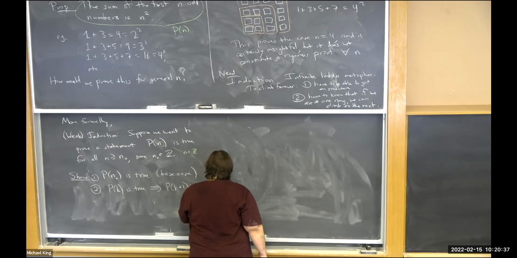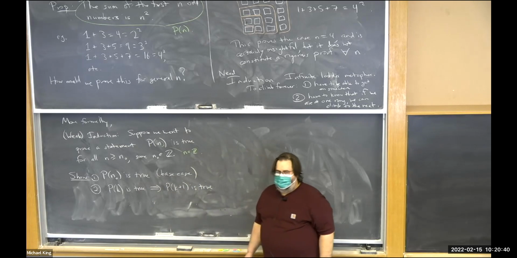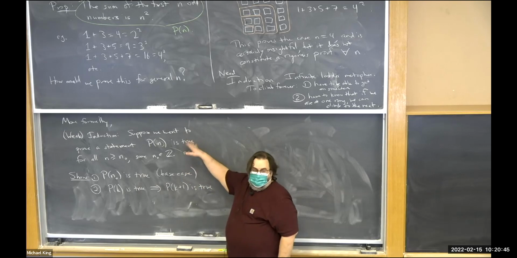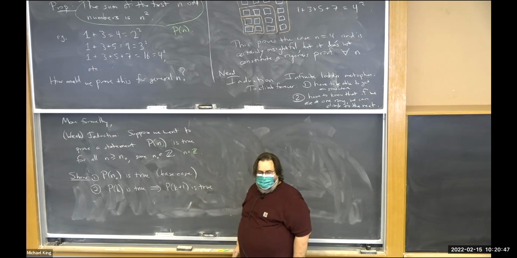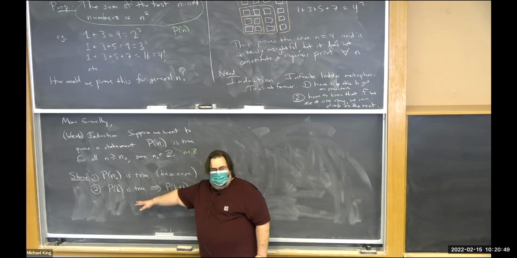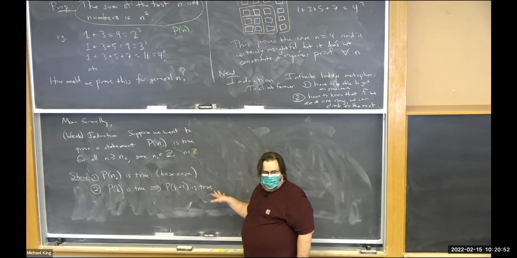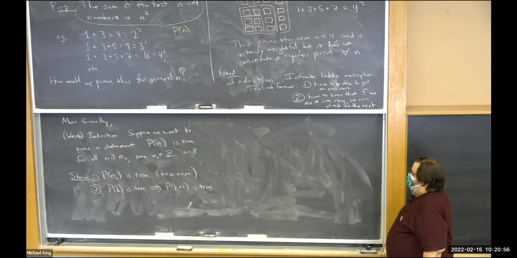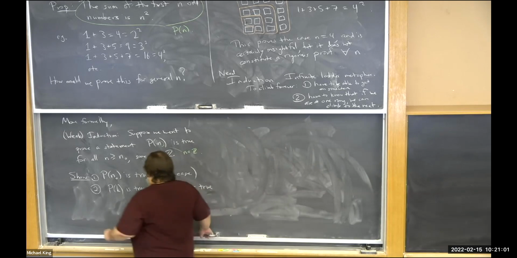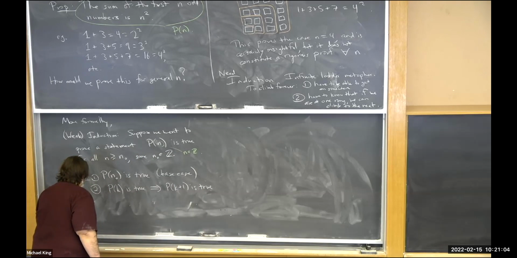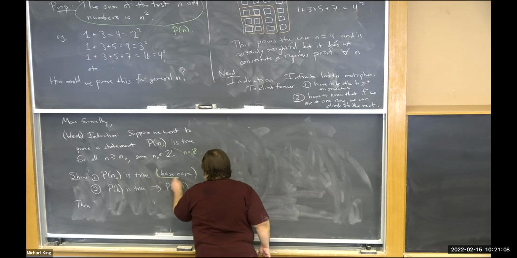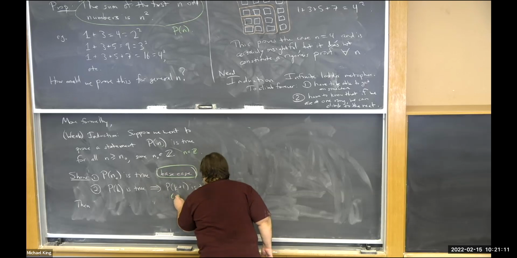Now, some books use n here: P of n is true implies P of n plus 1 is true. For some reason, I like to use a different letter, because this is supposed to be a generic n. When we prove it, we're going to pick a specific n, namely n equals k, and prove it's true for k plus 1 also. Then P of n is true for all n. That's what induction says. By the way, this is called the base case, and this is called the inductive step.